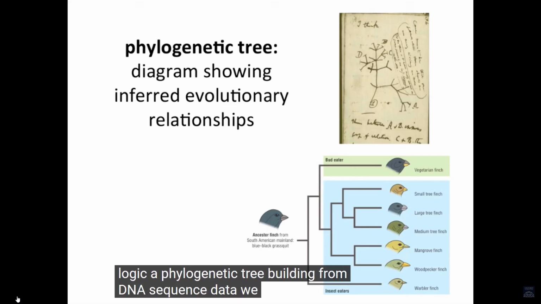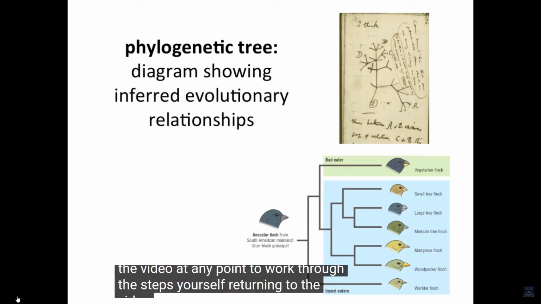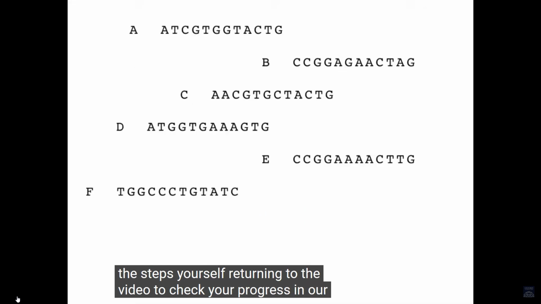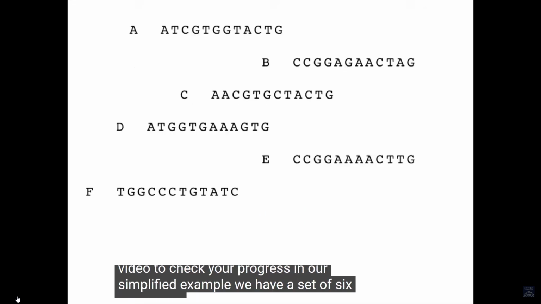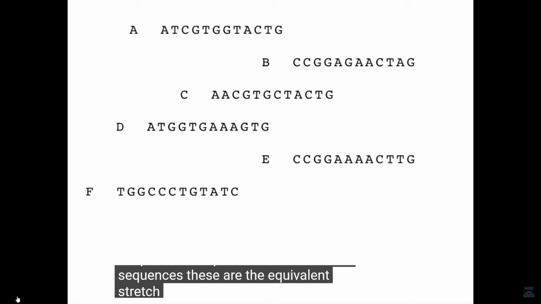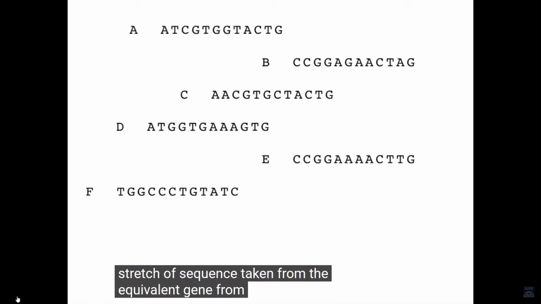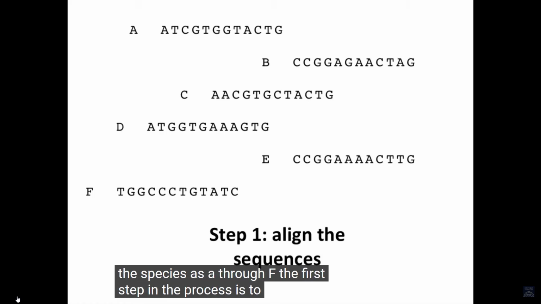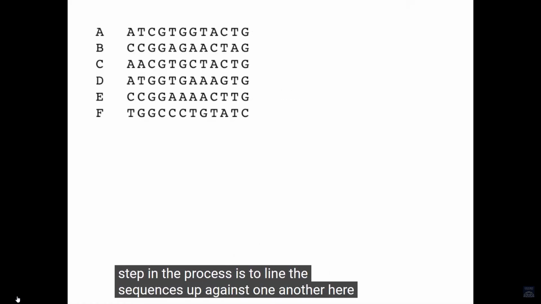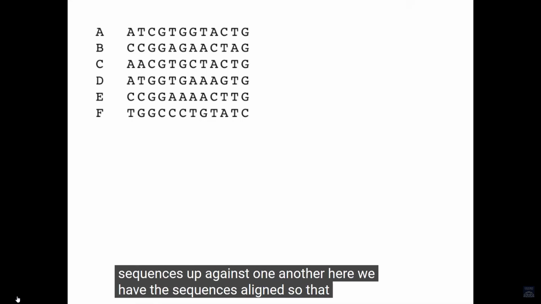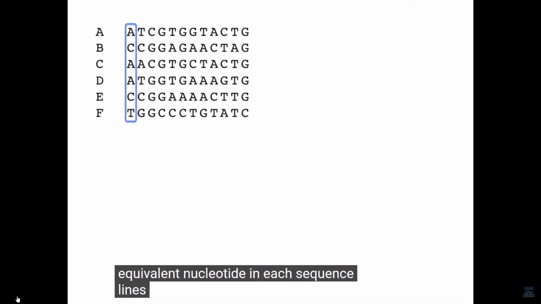from DNA sequence data. We will do this in a series of steps so that you can pause the video at any point to work through the steps yourself, returning to the video to check your progress. In our simplified example, we have a set of 6 sequences. These are the equivalent stretch of sequence taken from the equivalent gene from each of the 6 species, and we're just going to refer to the species as A through F. The first step in the process is to line the sequences up against one another. Here we have the sequences aligned so that the equivalent nucleotide in each sequence lines up to form a column. This makes comparing the sequences much easier.